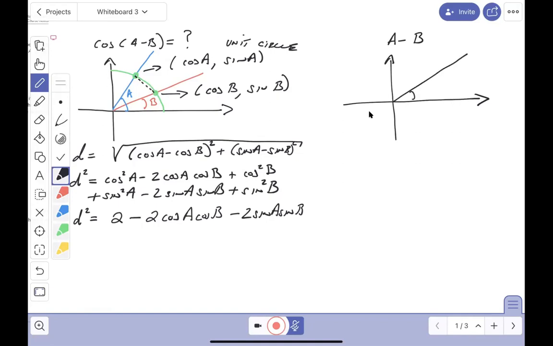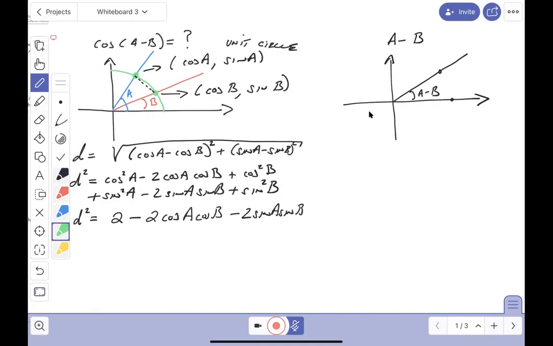And this now is the angle A minus B. Here's what happened though. Everything gets rotated B units clockwise. So let me point out what happens here. This point here gets rotated down B. This point here gets rotated B. Where would it be? Right here. I'm going to put that down now for you.